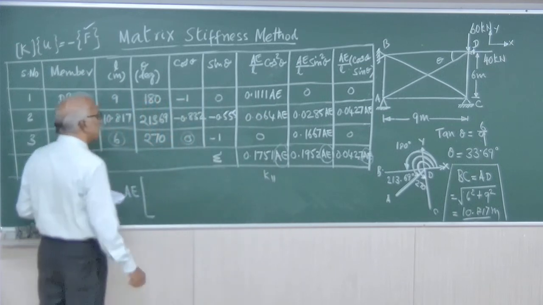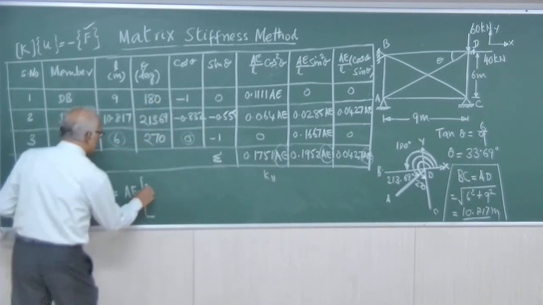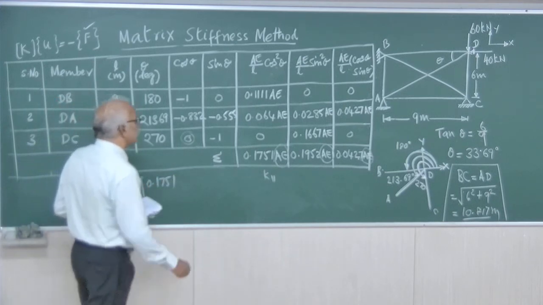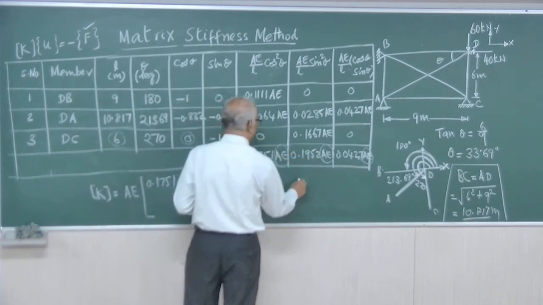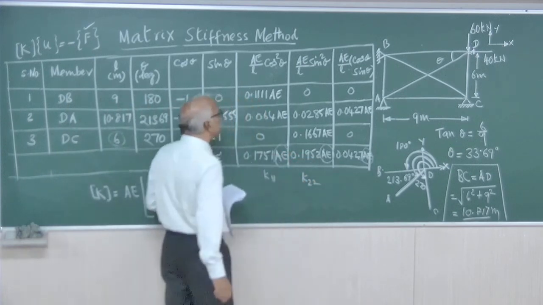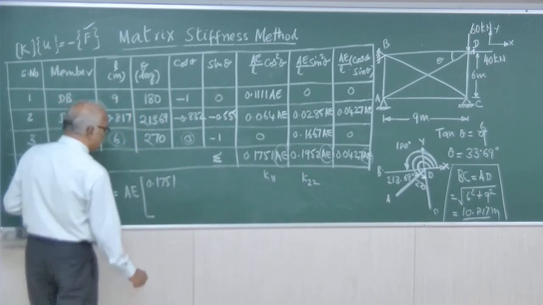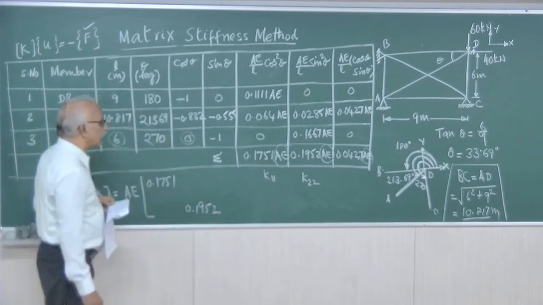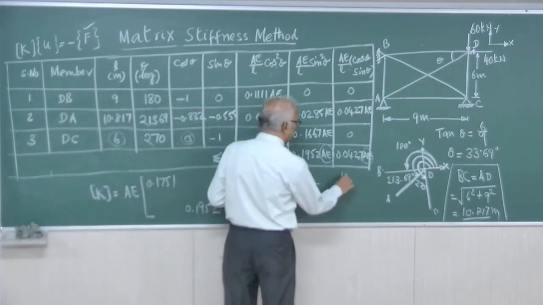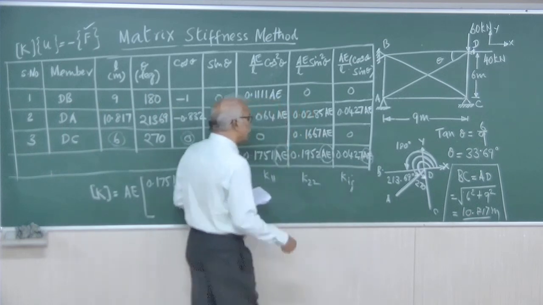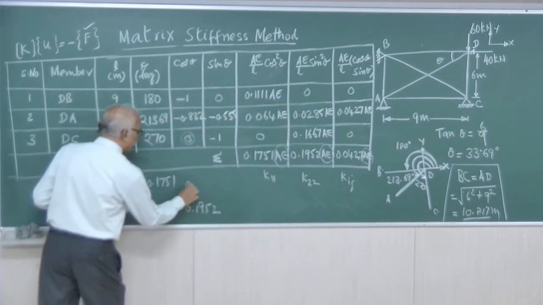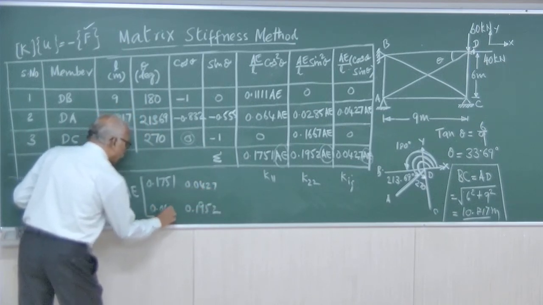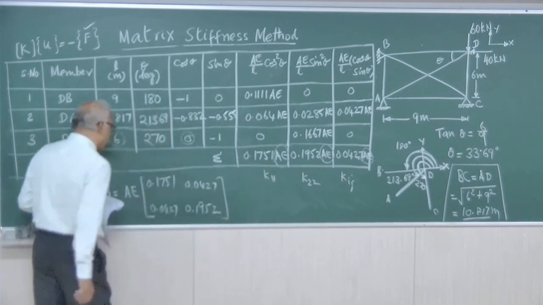Sigma AE by L into cos square theta. Therefore, this is 0.1751. Right. And this is sin square theta. This is K22. K22 equals sigma AE by L into sin square theta. Therefore, this is 0.1952. And of course, this is Kij. K12 or K21 will be 0.0427. Therefore, this is 0.0427. This is also 0.0427. So, this is our K matrix.